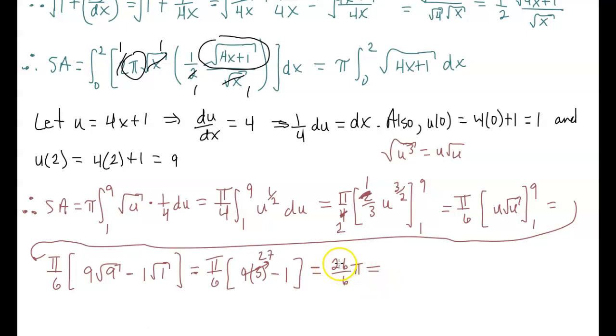And so, of course, we take 26 divided by 2, which is 13. Take 6 divided by 2, we get 3. And our final answer here ends up being 13 over 3 times pi squared units. All right, so let's move on to our next example.